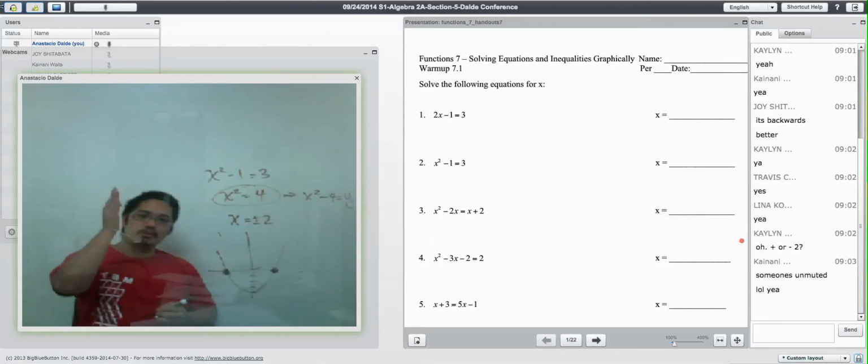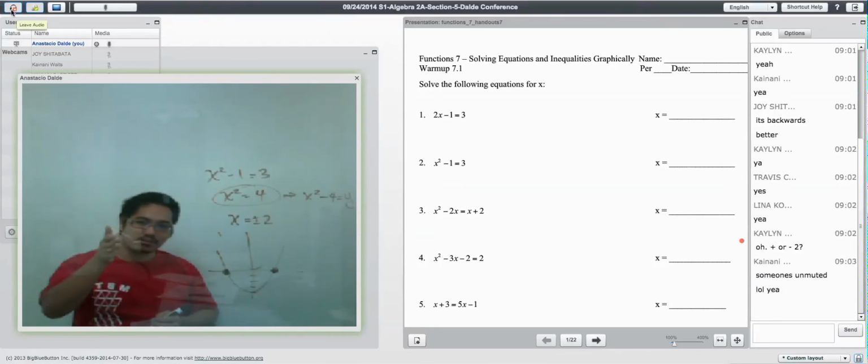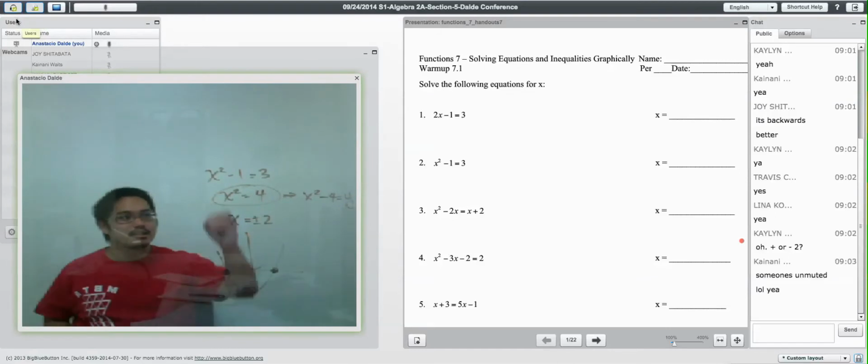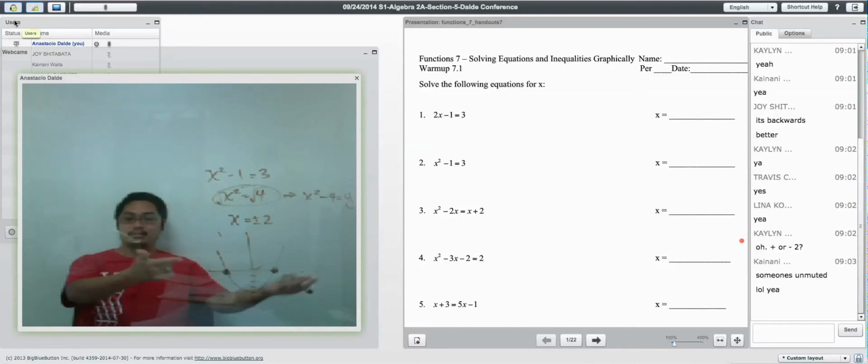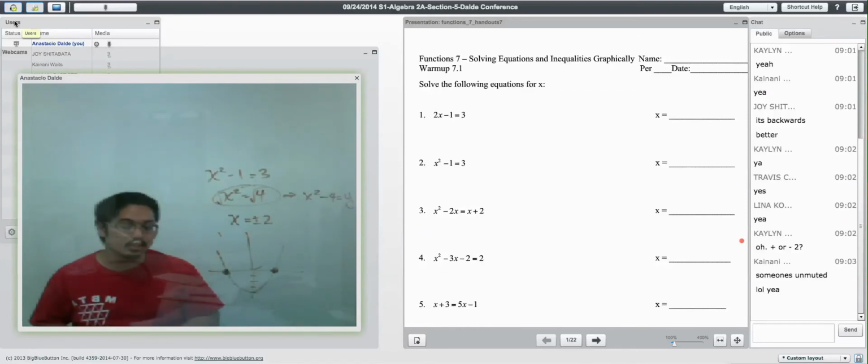Which should remind you to never forget that when you take the square root of both sides, you need to throw in that plus or minus, or else you're going to end up with only one of the two answers that you should end up with. Are we cool with that?